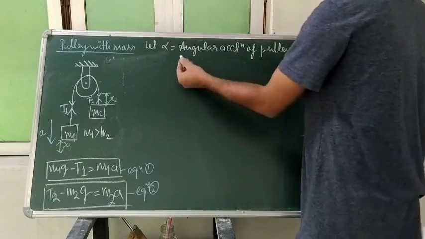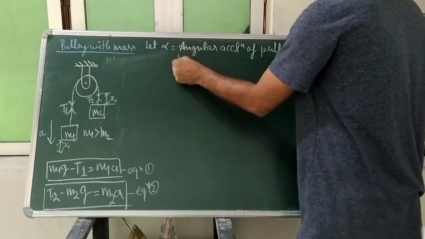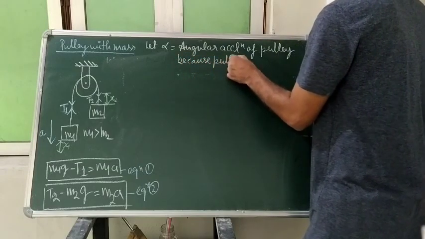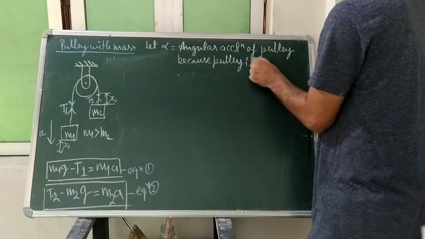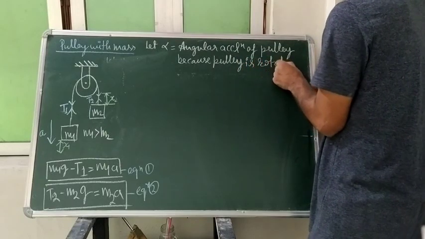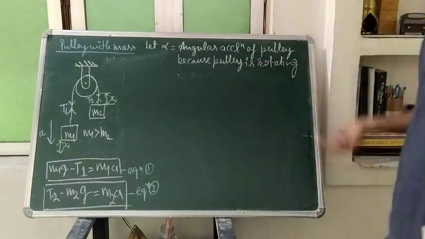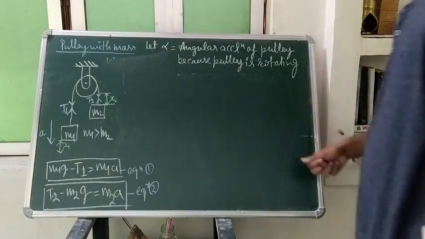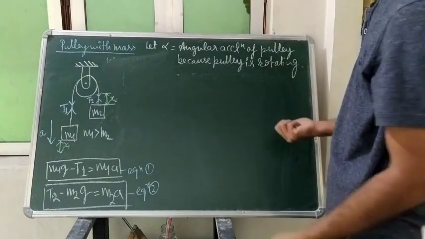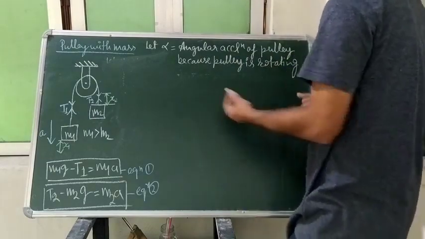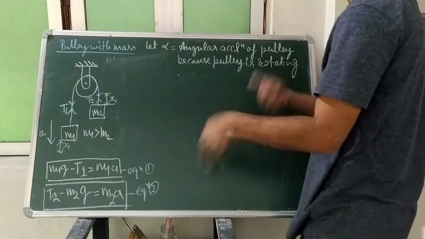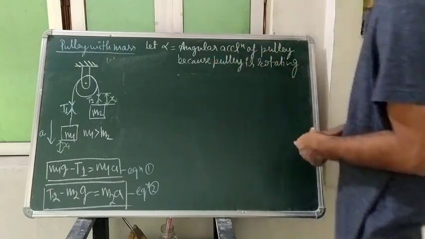Why will angular acceleration come? Because the pulley is rotating. The pulley is rotating, so angular acceleration will come, and we are assuming the mass, so we will look into these cases, otherwise mass times acceleration would become 0, no force would act on that.